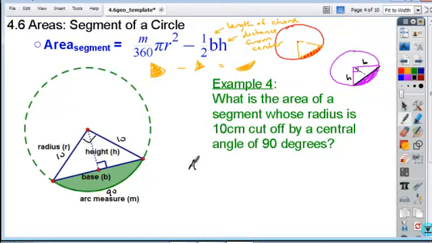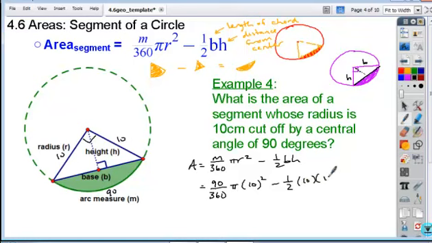M over 360 times pi r squared minus the triangle, 1/2 base times height, and fill in the values. So our arc measure is 90 degrees. The radius was given as 10. And here's the special case. We're dealing with a right triangle to remove. So the base and the height can simply be the radii. So 10 and 10. And so if we use this as our calculation, we can now simplify.